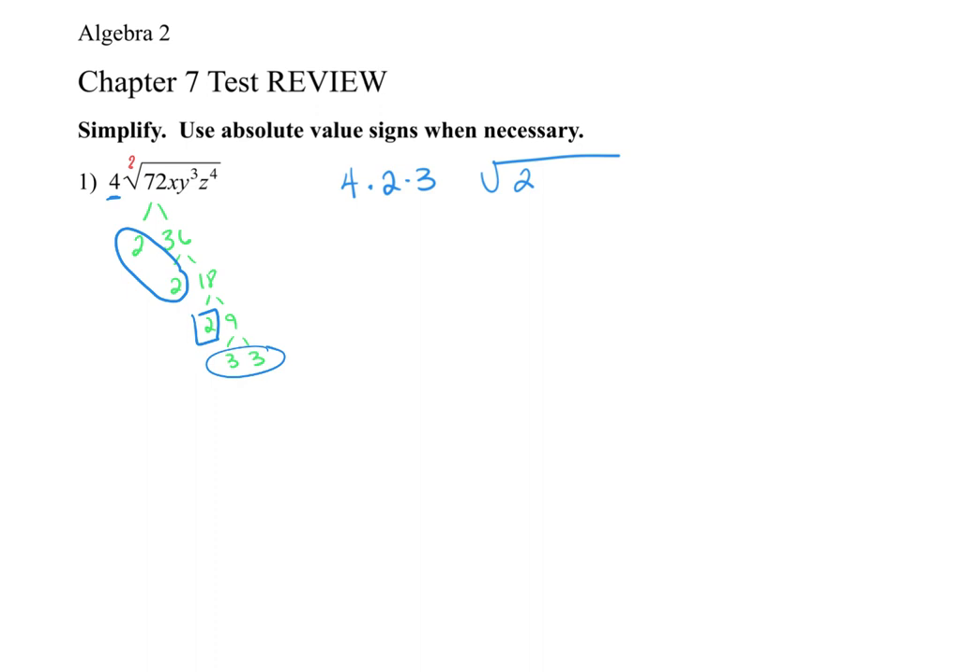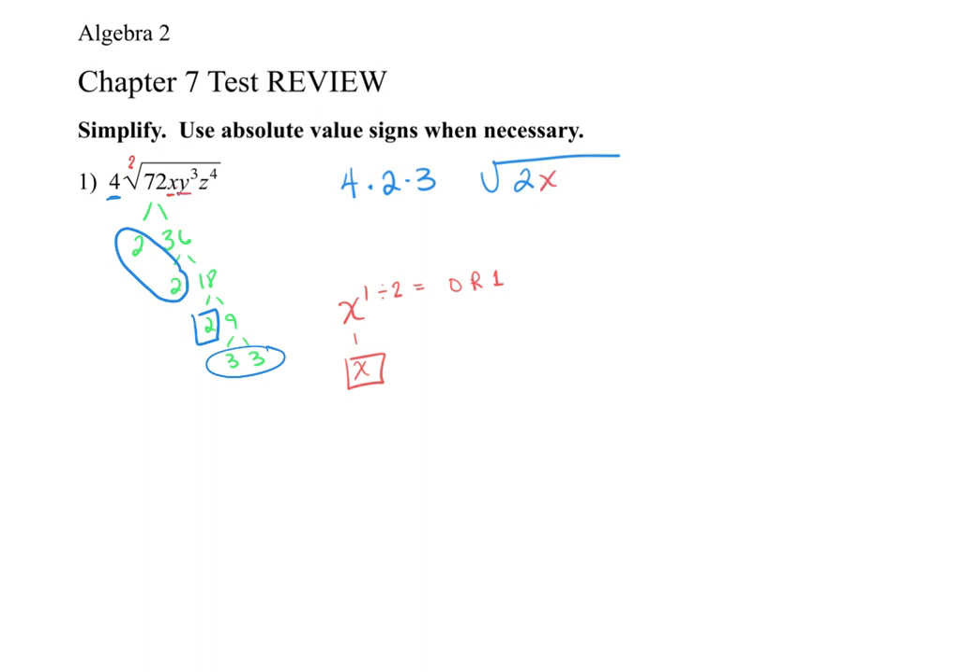For my variables, my x is to the first power. If I use that index rule, that is 0 with a remainder of 1. You can also look at it like I have 1x in the tree. It does not have a partner, so an x is going to stay in.